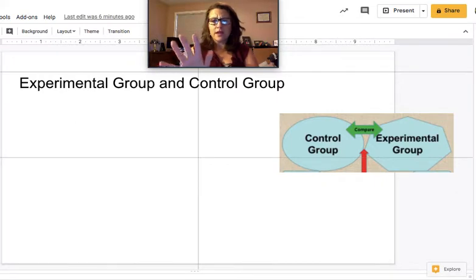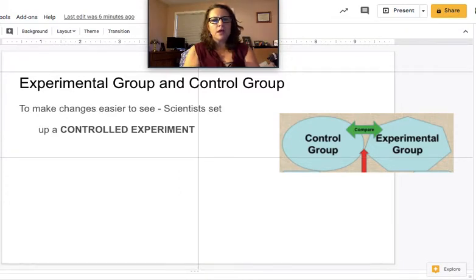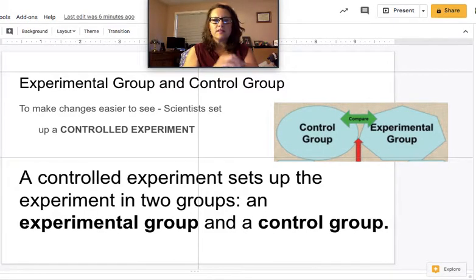Whenever you do this and you start setting up the experiment, it's easy at this point to identify what we call the experimental group and your control group. And I'm going to talk about what these two words mean. So first of all, in order to make sure that we have changes that are easier to see, scientists always set up what we call a controlled experiment. Basically, a controlled experiment sets up the experiment into two groups: an experimental group and a control group.